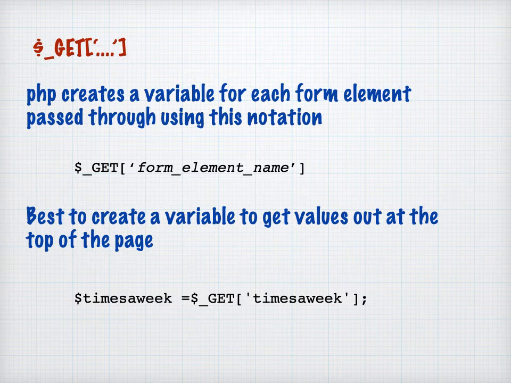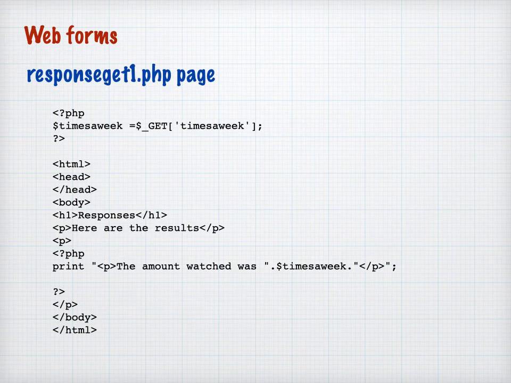And I like to use consistent names here. I think it will certainly help to prevent mistakes. So the value is called times a week in the form. The value that's passed through to our response page is times a week, and our variable is called times a week. And you can see that in its use here. So right at the top of the page, I've got that little bit of code that grabs that value, and then down the bottom, in this example, which is nice and simple, all we're going to do is just print it out.